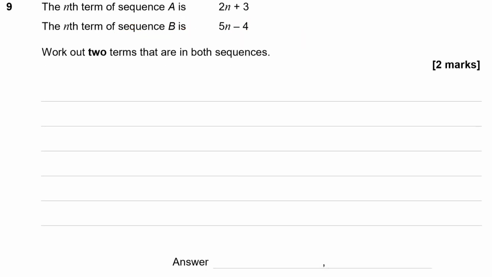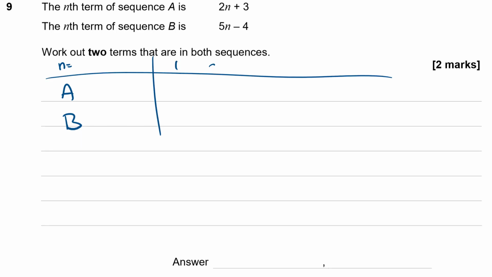Question 9. The nth term of sequence A is 2n plus 3, and the nth term of sequence B is 5n minus 4. Work out two terms that are in both sequences. Okay, so I'm just going to write down A and B here. Let's take some different values of n. 1, 2, 3, 4, 5, 6. Don't know how many I'm going to need in order to work these out.